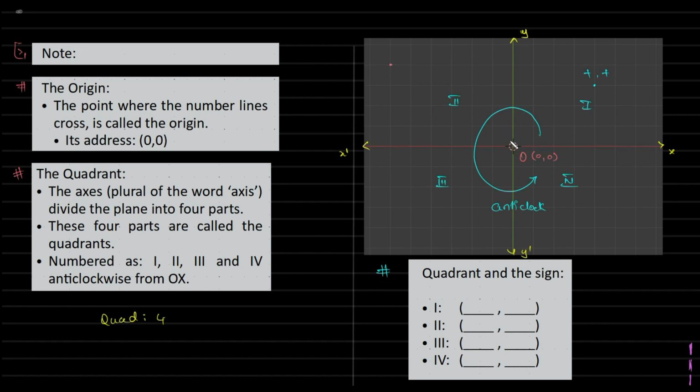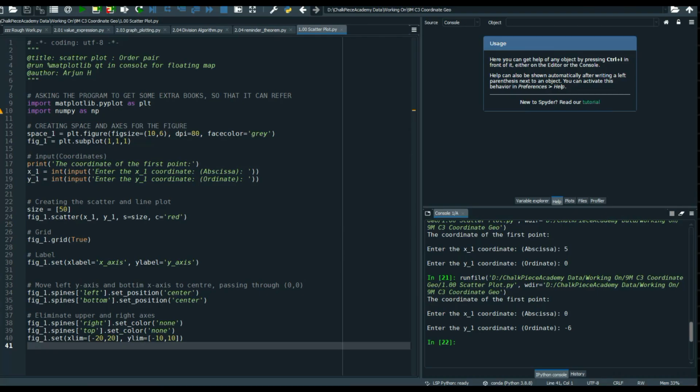The second quadrant is to the left and up. Left is negative, up is positive. Third quadrant is left and down. Left is negative and down is negative. Fourth quadrant is right and down. Right is positive and down is negative. Okay, so you guys can fill this space. I'll show you an example.